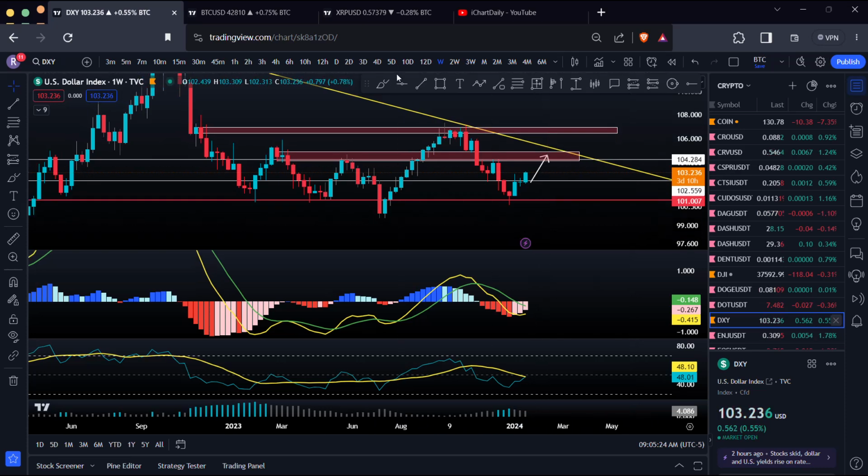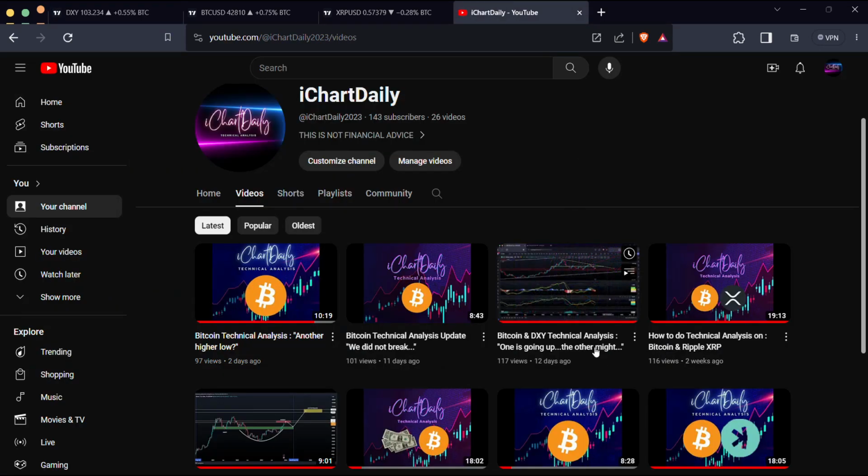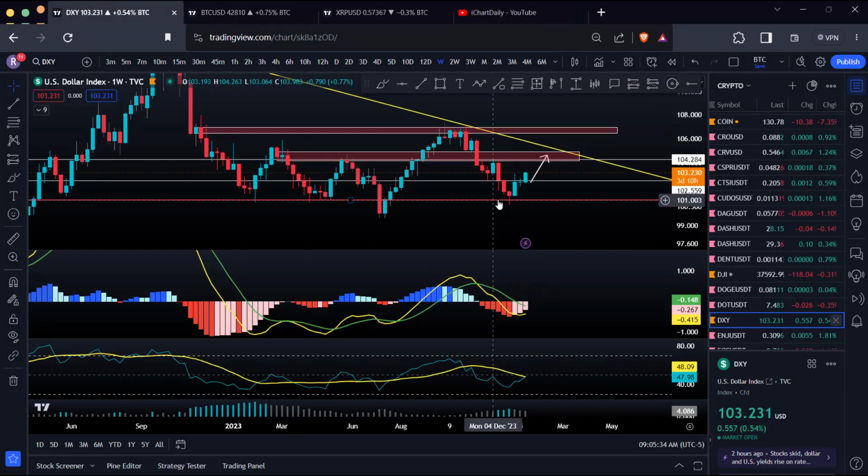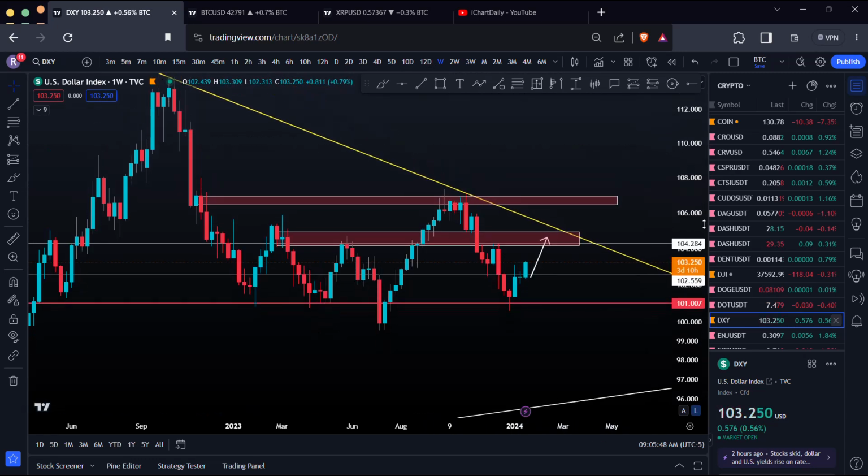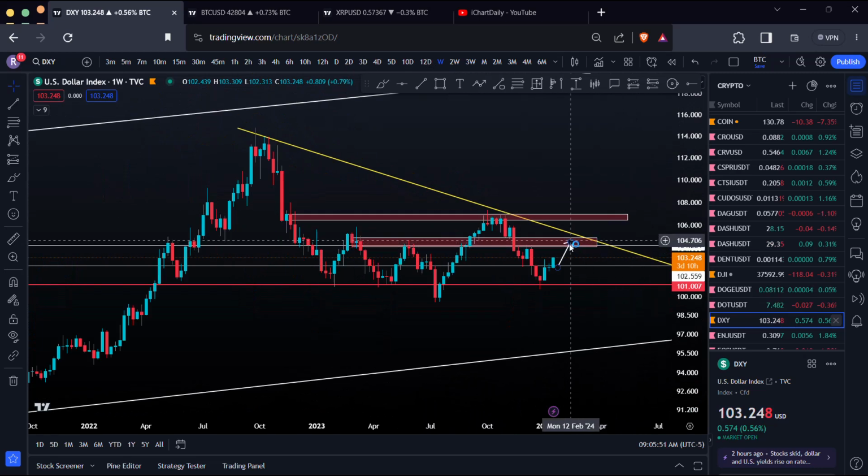So, first things first, 12 days ago I posted Bitcoin DXY technical analysis. One's going up, the other might. And I was talking about the DXY finding support at major support, which was the 101 level, and we were getting bullish divergence from these time frames to show me that we potentially could have a short-term reversal back to the 104.27 to potentially the 104.96.